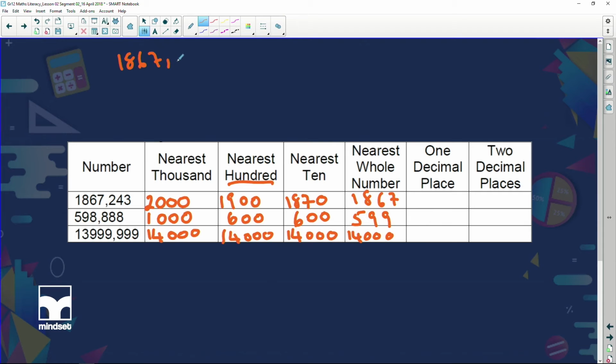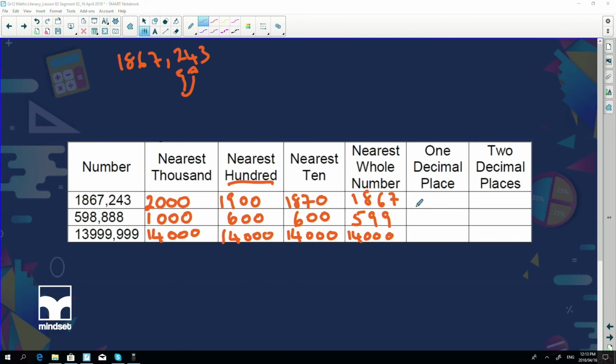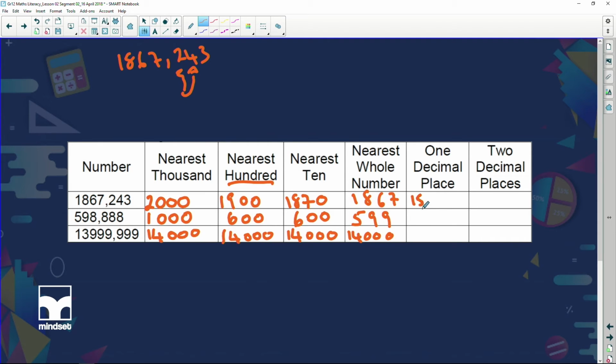1867,243. So it's the 2 we're looking at. The 2's affected by the 4. The 4 says, hey, I'm a little number. 2, you can stay as you are. So we've got 1867,2.